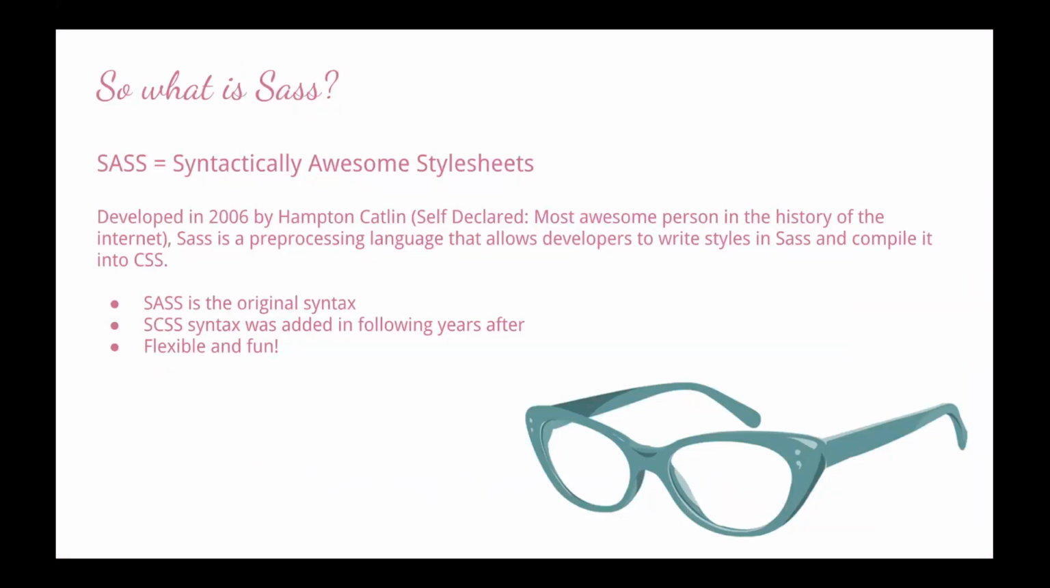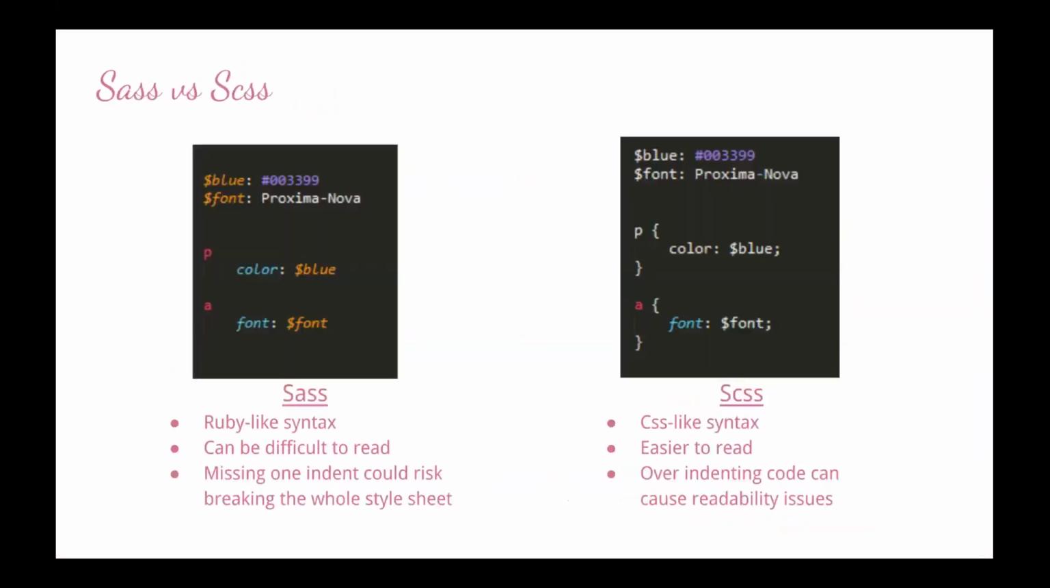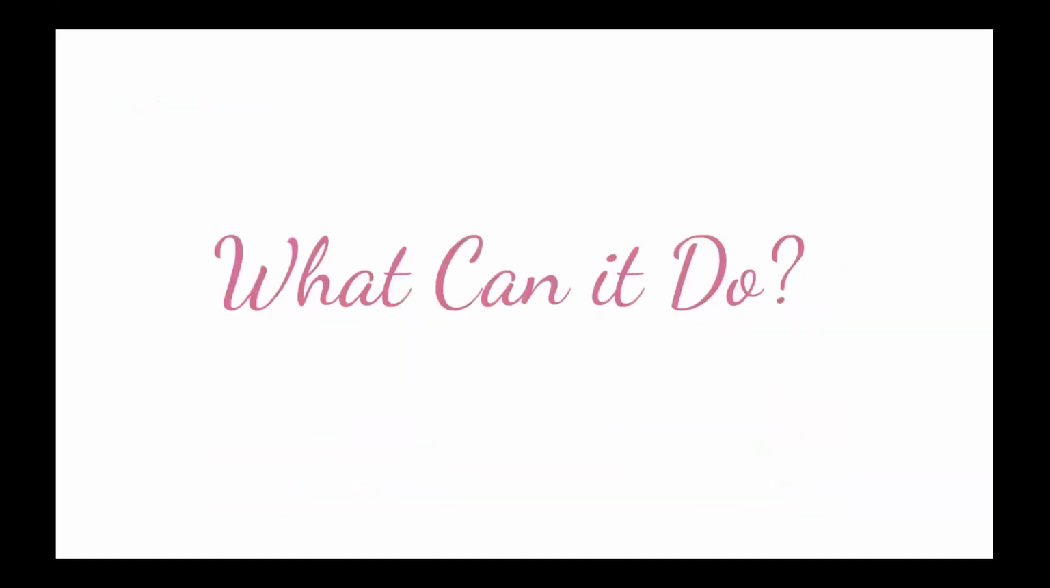It can be a little difficult to read because it's very clean and dry, and if you miss one indent, it could risk breaking your whole style sheet. I've been there. It's not fun trying to find what went wrong. Now, with SCSS, it's CSS-like, so it's really easy to follow. It's easier to read because you have your curly brackets and your semicolons that you typically have in CSS. However, over-indenting can cause readability issues. If you go down like 30 indentations, you're going to get a little lost in your code and it's not going to look so pretty.